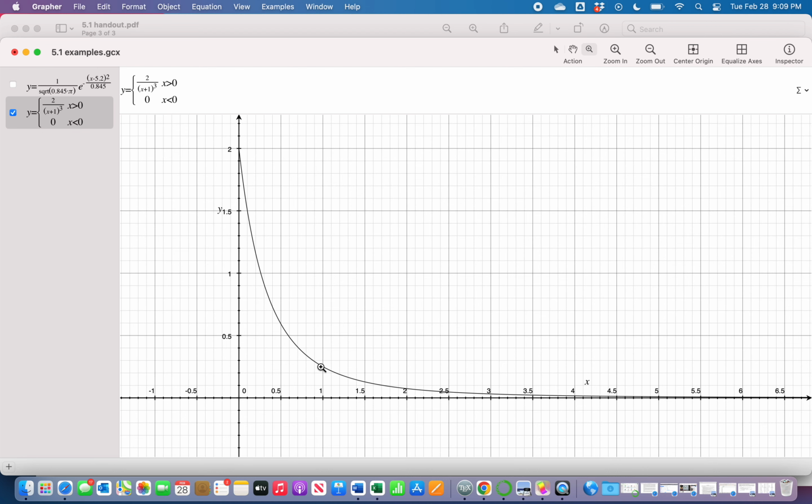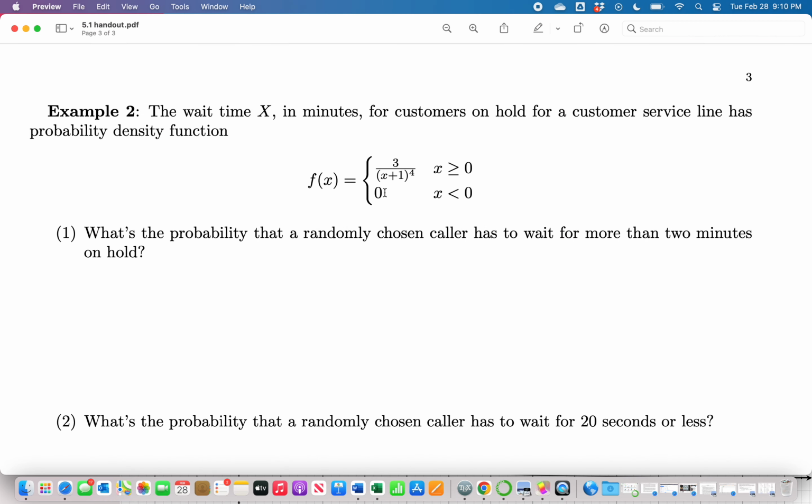So notice the area under the curve is sort of clustered around 0. And from 0 to like 5 is where all the area is. Notice there's no area over here to the left of 0. That makes sense because you can't be on hold for a negative amount of time. So if I give you this function and say, hey, what's the integral from negative 5 to negative 1? If you're integrating 0, the answer is 0. So the probability is 0 that you will be on hold for a negative amount of time.